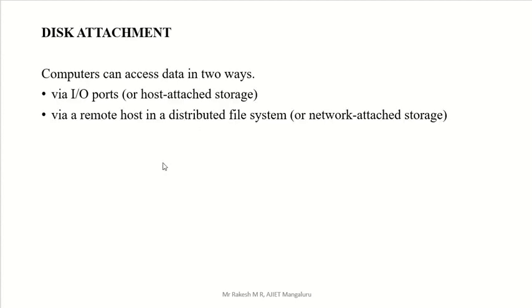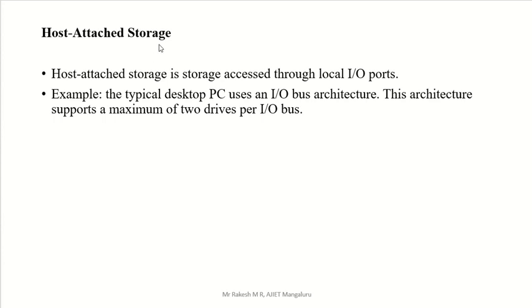Disk attachment. A computer can access the data in two ways. How will your computer access the data? We have two methods. One is host attached storage, another one is network attached storage. Host attached storage is accessed via input output, and network attached storage is accessed via remote connection. Now we will go for the first one, host attached storage.